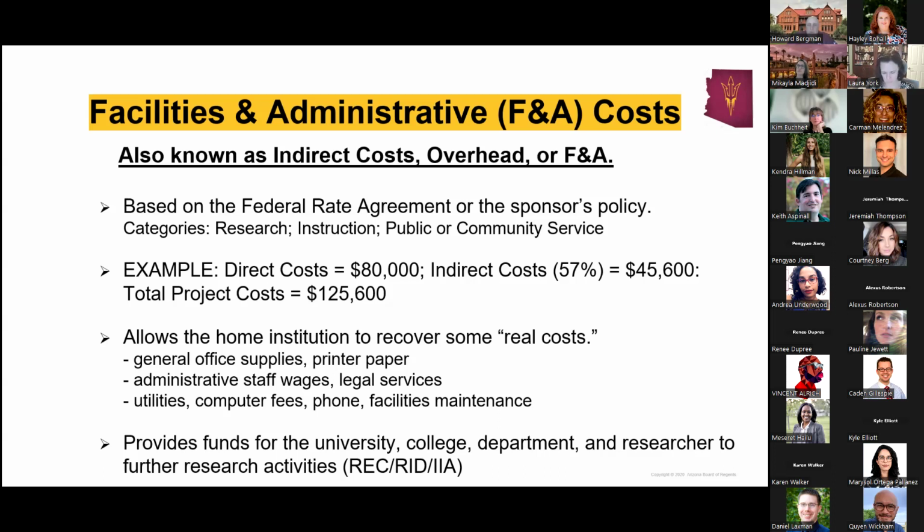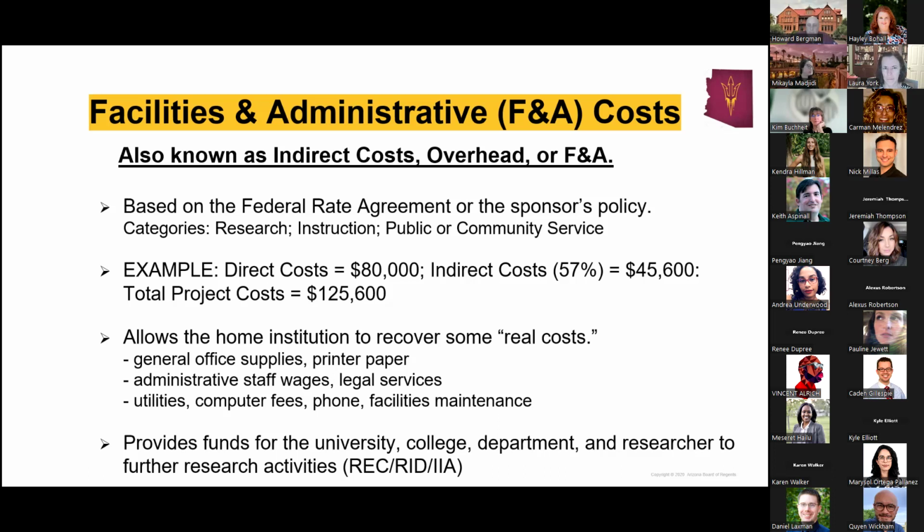Now, there is also a percentage of it that will go back to the university or your unit, college or department, and yourself as the researcher. You may know these; we call these allocations. There are three different types: REC, RID, and IIA. REC is just recognition. Those are intangibles as far as how much credit you and your department get for this project.